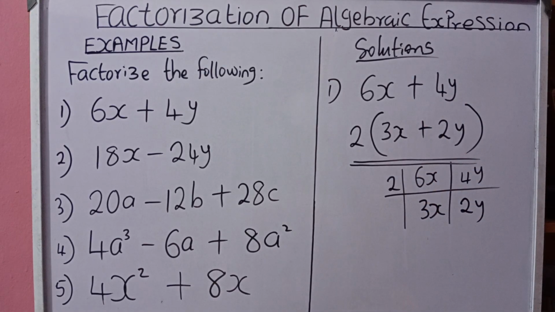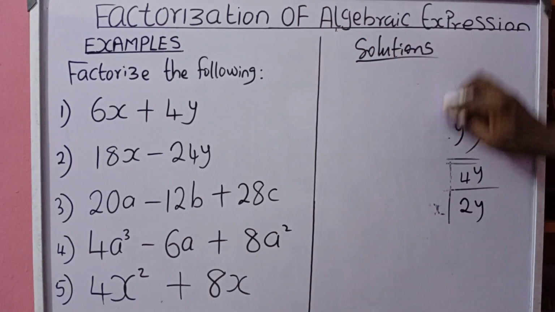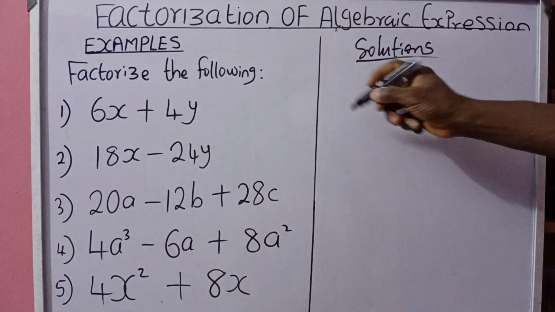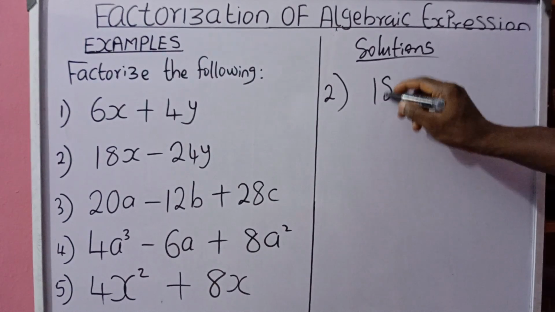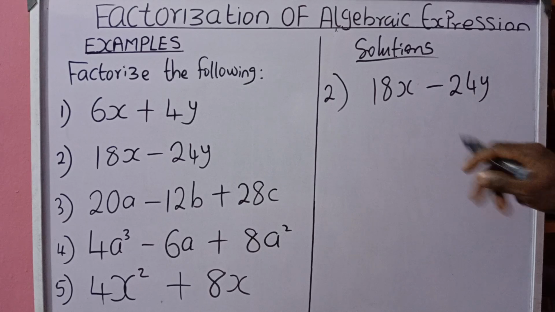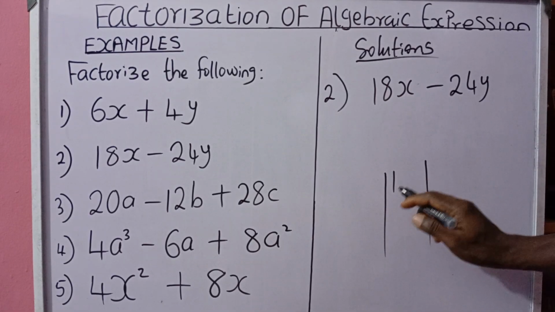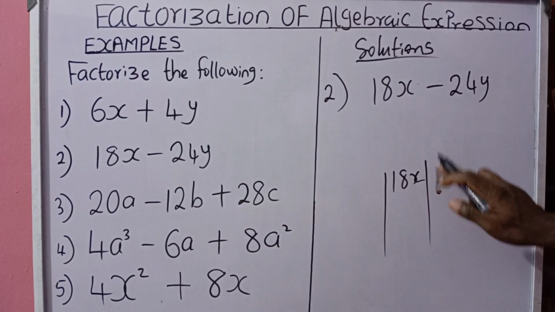You can use a similar approach in solving number 2 question here. Can you give it a try? Let's get it done. Question number 2. Here we have 18x minus 24y. Let's get the HCF of the two terms here. That is 18x and 24y.